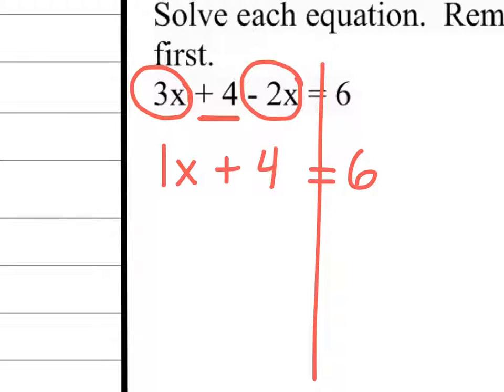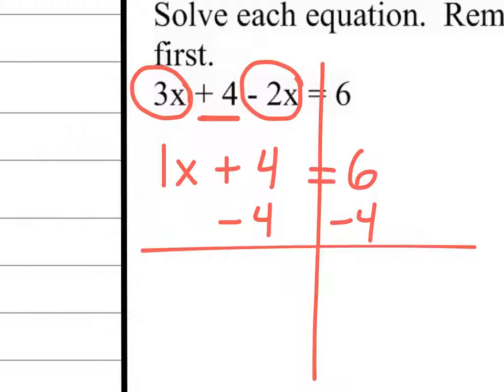Isabella? How do I get rid of the plus 4? Right. Do the opposite and subtract. So plus 4 minus 4 is 0, so it goes away. You're going to bring down the 1x. 6 minus 4 gives me what? 2.